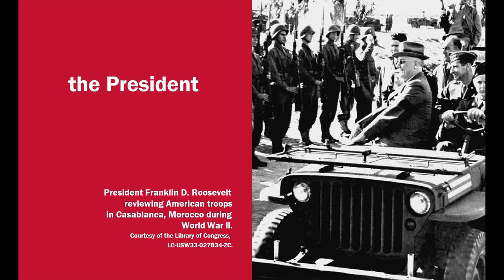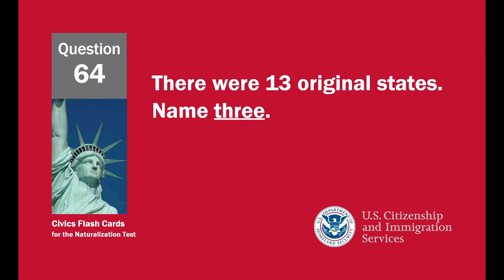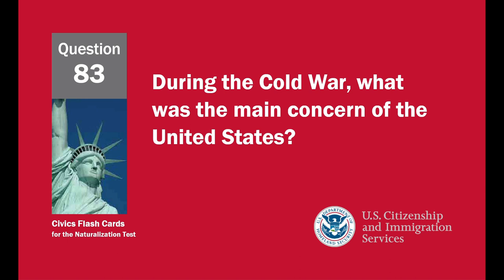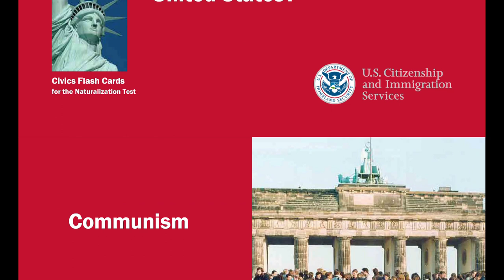There were 13 original states. Name 3. New York, New Jersey, and New Hampshire. During the Cold War, what was the main concern of the United States? Communism.